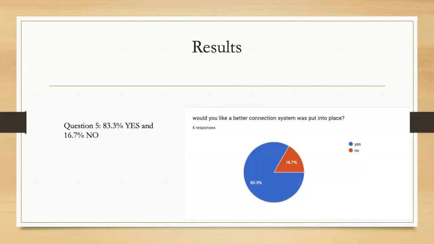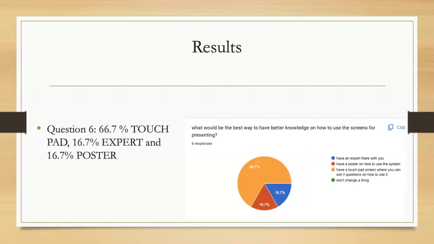Most people in question 5 agreed that they would like to have the current connection system changed, showing the need for the current system either to be updated, removed or replaced with a better one. For question 6, 2/3 of the people who participated in my survey preferred to actually have a touchpad nearby to use as a source of information, as this will allow the user to have access to information they will need and can ask questions on how to use the Launchpad system for setting up and presenting.